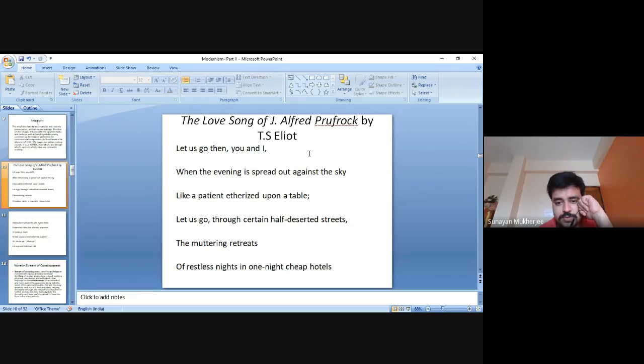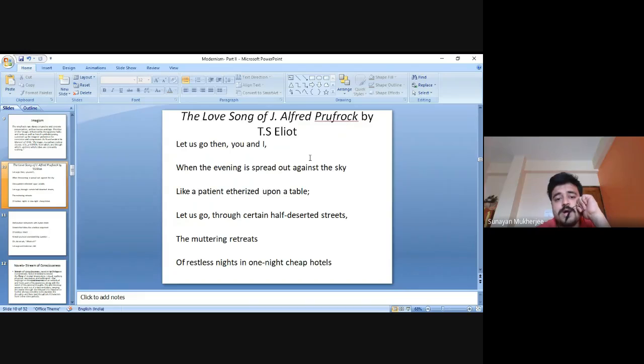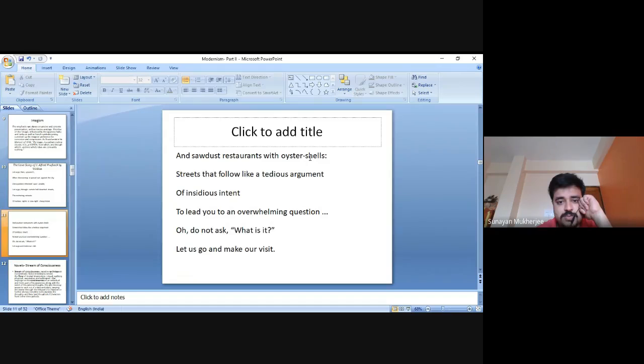Let us go through certain half-deserted streets. Now, look at the word half-deserted. Deserted is empty. But what is half-deserted? Half empty. So half-deserted has a sort of beautiful vision on its own. Let us go through half-deserted streets, the muttering retreats of restless nights in one-night cheap hotels. Restless nights in one-night cheap hotels. There is a sort of restlessness in the poem. And how is he comparing this going with all these activities which we read now? And sawdust restaurants with oyster shells, streets that follow like a tedious argument.